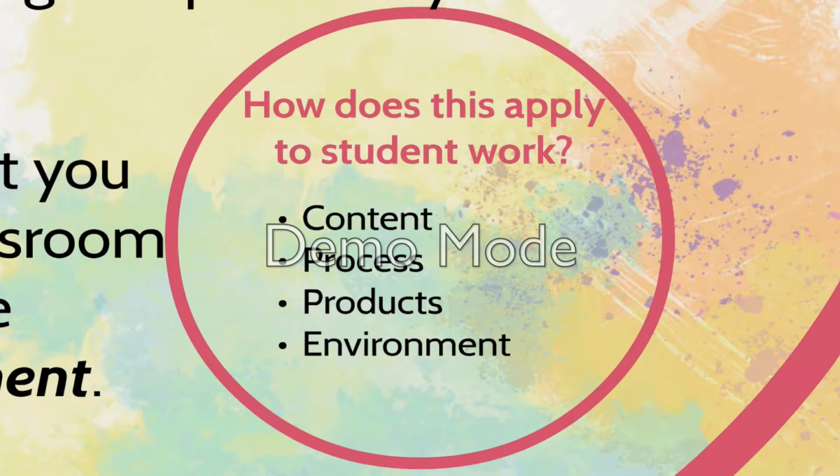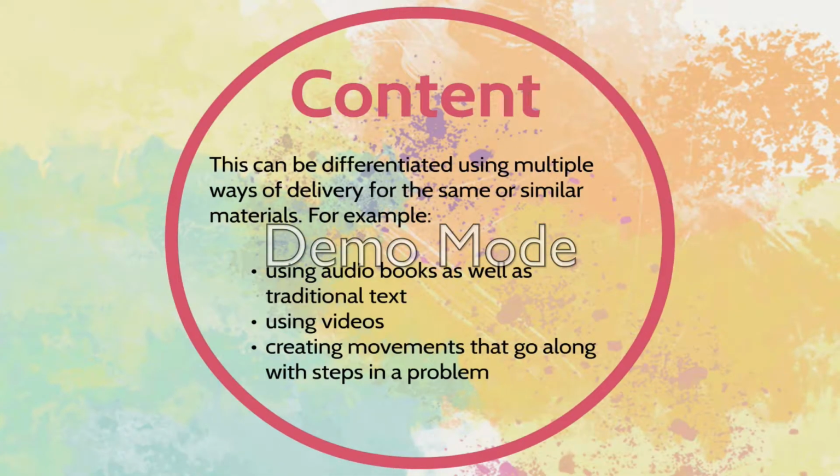So how does this apply to student work? Well, it breaks down into four main parts: content, process, products, and environment. The content is what students need to know. This can be differentiated using multiple ways of delivery for the same or similar material.